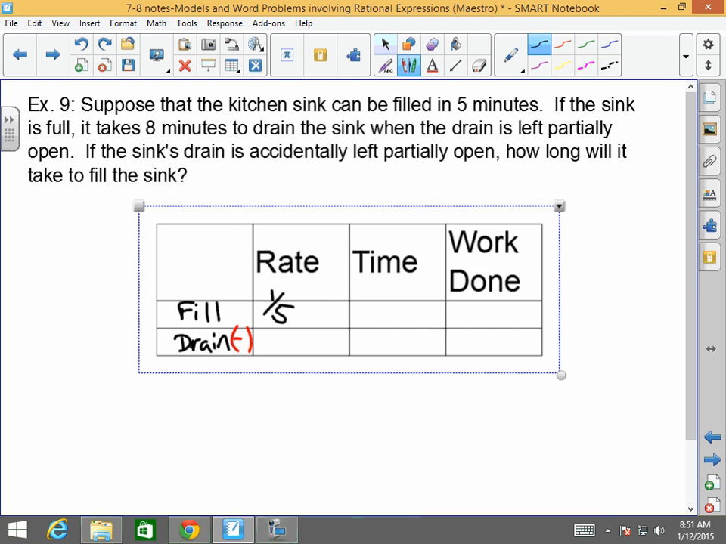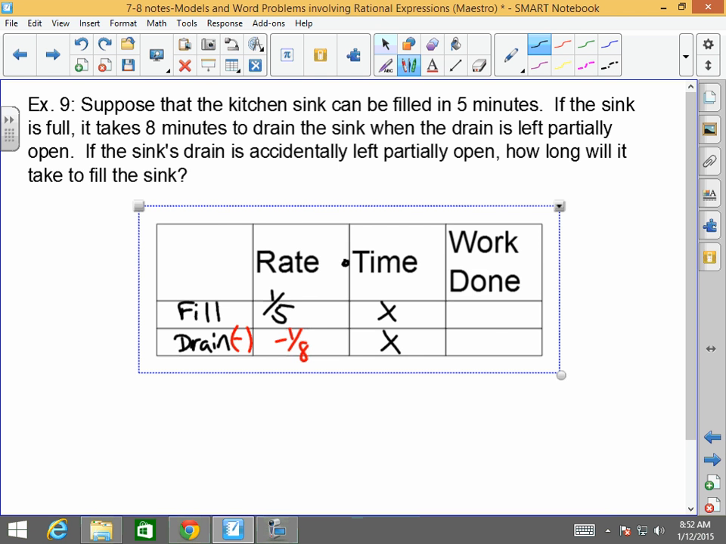Now the draining. The drain is really 1/8, but I'm putting it in red here because it's negative. When it's left partially open, you're losing. You drain the whole entire sink in 8 minutes when it's left partially open. So if I'm filling it and it's accidentally left partially open, the rate of filling is larger than the rate of draining, so you will gain water. But how long is it going to take now to fill that sink? Well, they're both filling and draining at the same time. So how long is it going to take to complete one full job of filling the sink?